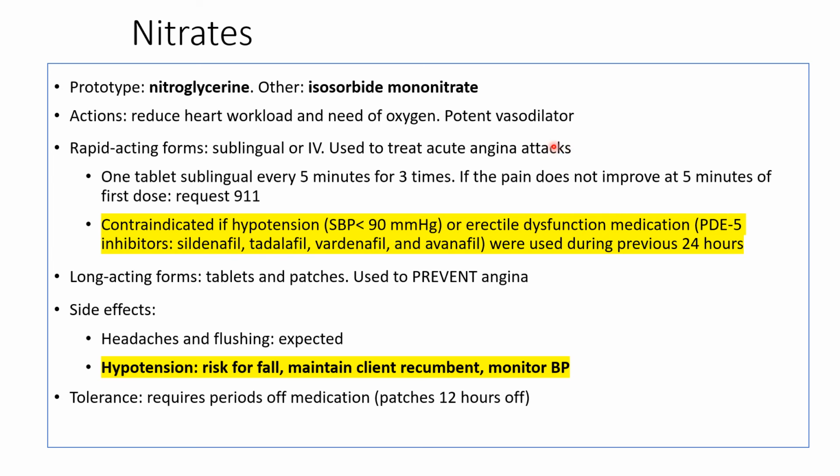The main side effect is hypotension, so the blood pressure must be monitored. If before giving the medication, the nurse detects a systolic blood pressure less than 90, must not give the medication, because you anticipate that it's going to drop even more, and less than 90 systolic cannot guarantee the blood flow through the brain and through the heart, and the situation can be worse.